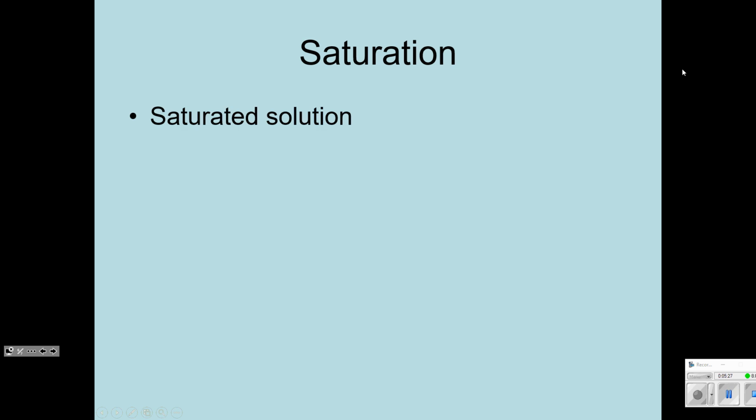But now what we're going to go over is there are three terms to describe how potent your solution is. Now remember, molarity is a numerical value of the concentration of a solution. But at some point, you keep on adding, you keep on adding, you keep on adding. You can't dissolve anymore. And that's what a saturated solution would be. I'll give you an example.